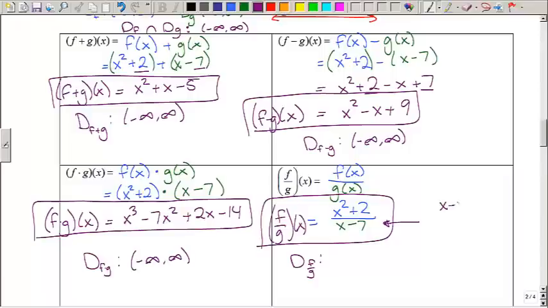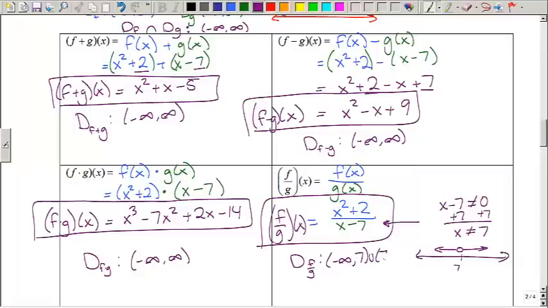So I have to find the domain by setting the denominator not equal to 0. x cannot be equal to 7. What am I allowed to include? Everybody except 7. So I exclude 7 and I have all the values to the left and to the right of it. In interval notation, we have negative infinity until 7, union 7 until infinity, which is my new domain for the new function f over g of x.